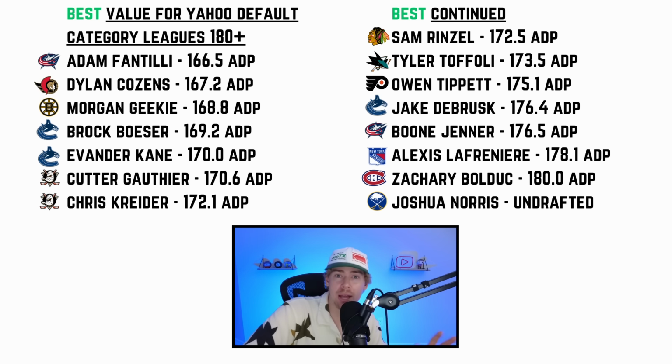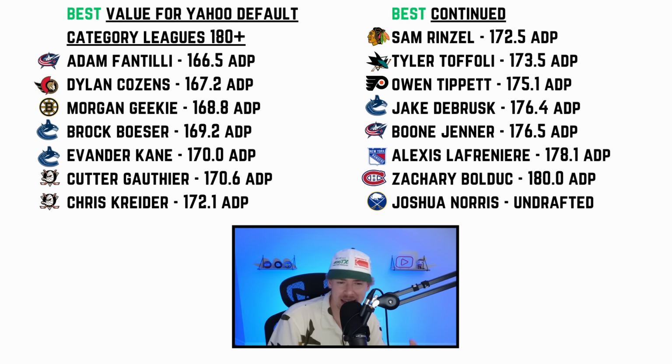Lastly, we have some really good players in this range. Adam Fantilli, shots, hits, and blocks monster, has that huge breakout upside if he gets power play 1. Dylan Cousins, this guy put up like 150 hits last year, or it was close to like 200. I think it was an outlier season, but he's still good for 200 shots and 125 hits, I would say. 60 to 70 point potential.